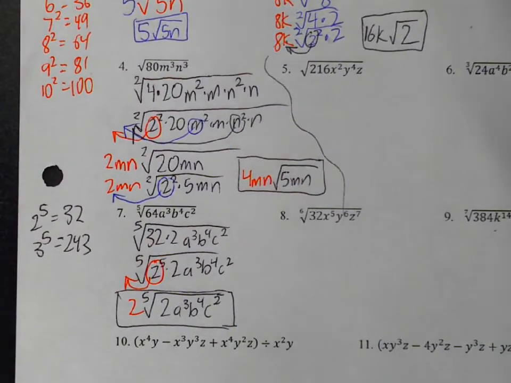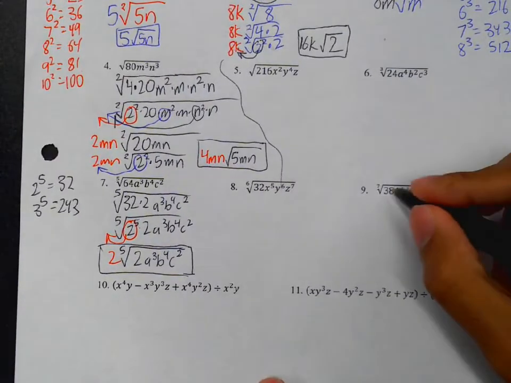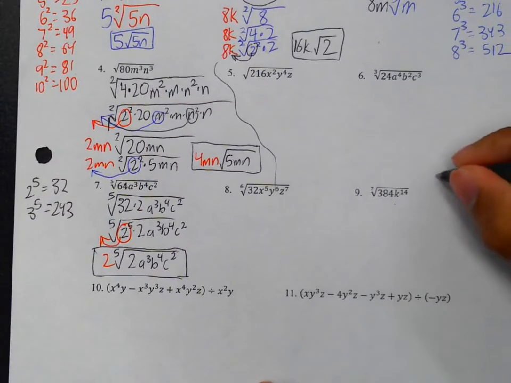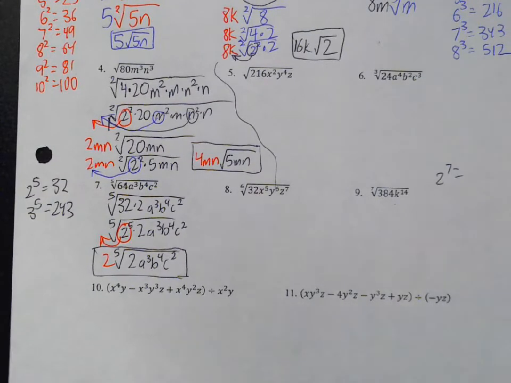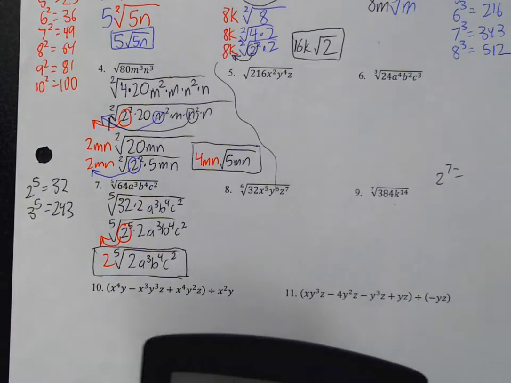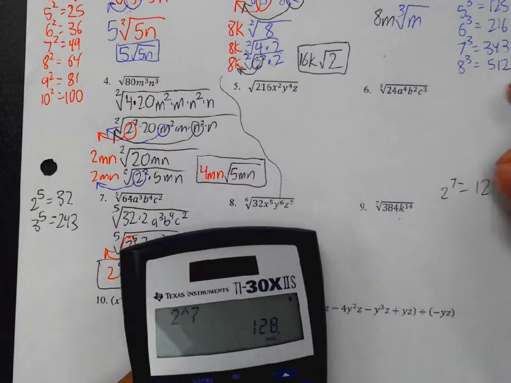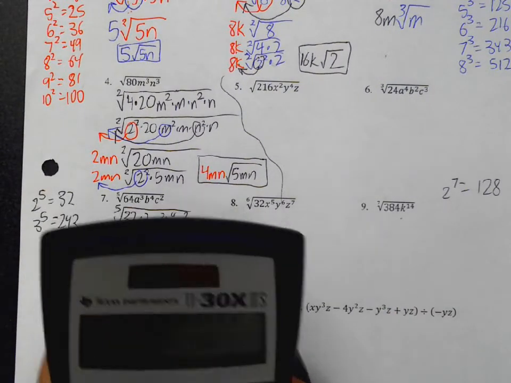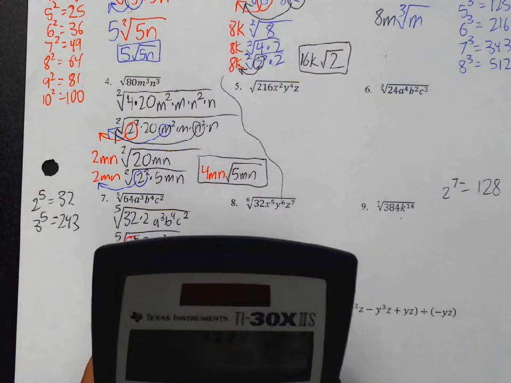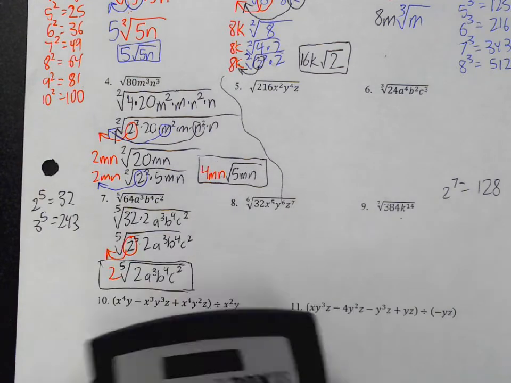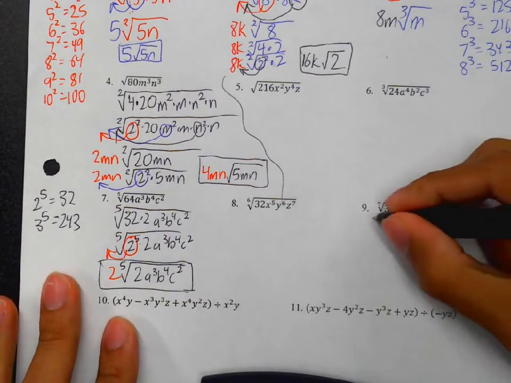Okay, and so one last situation, if I jump to problem 9. So this time we want something to the 7th. So 2 to the 7th would be 128. So let's see, does 384 get evenly divided by 128? Yes, it does.